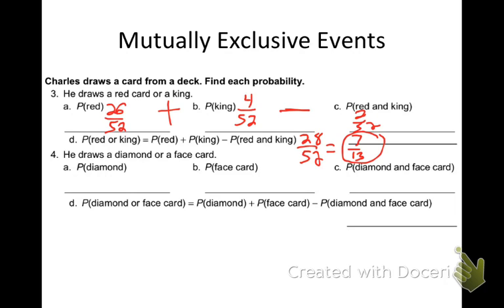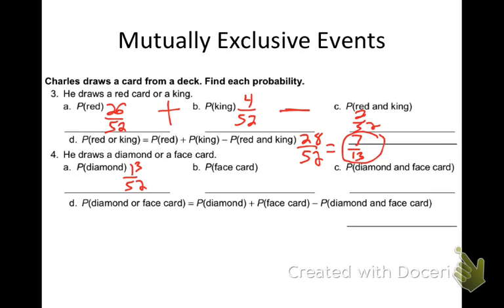Okay. Let's try number 4. He draws a diamond or a face card. What's the probability of grabbing that diamond? How many diamonds are there? Anybody, how many diamonds are there? 13? There's 13 of each suit. So I get 13 out of 52.